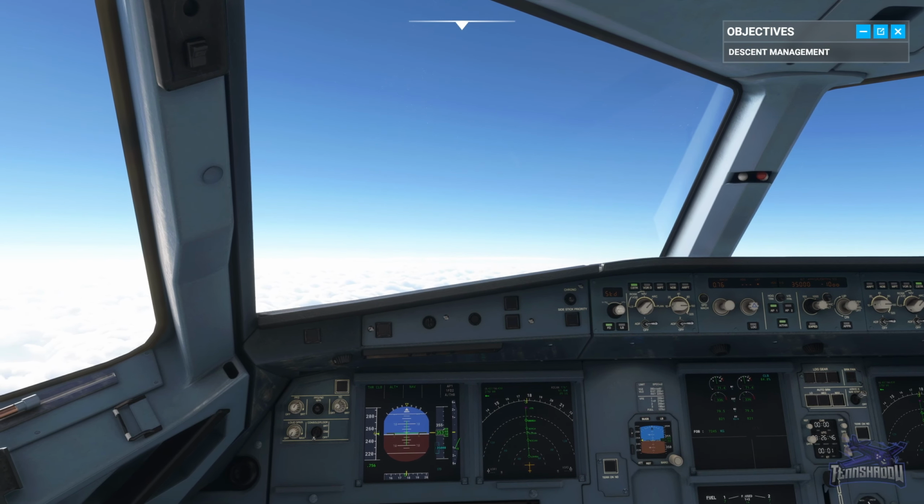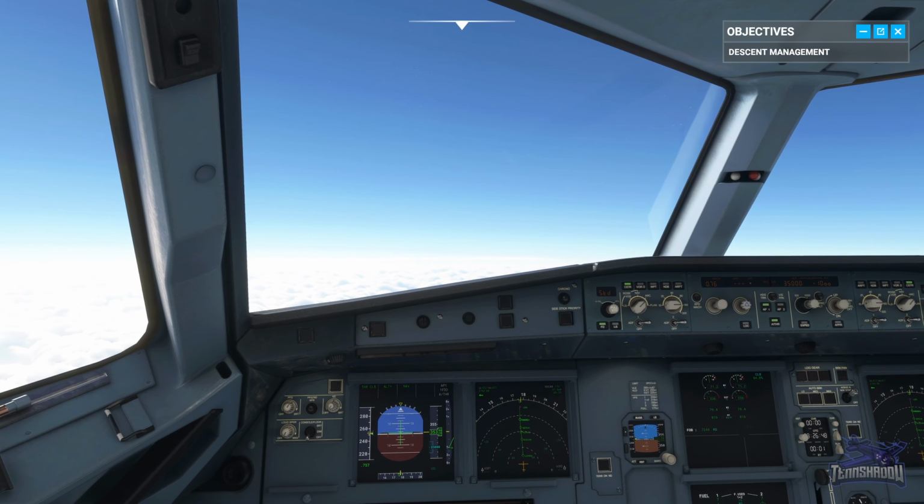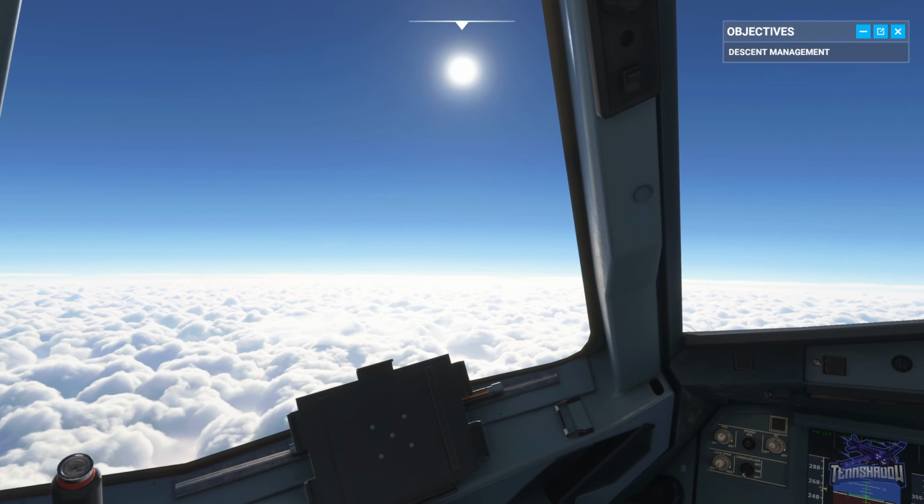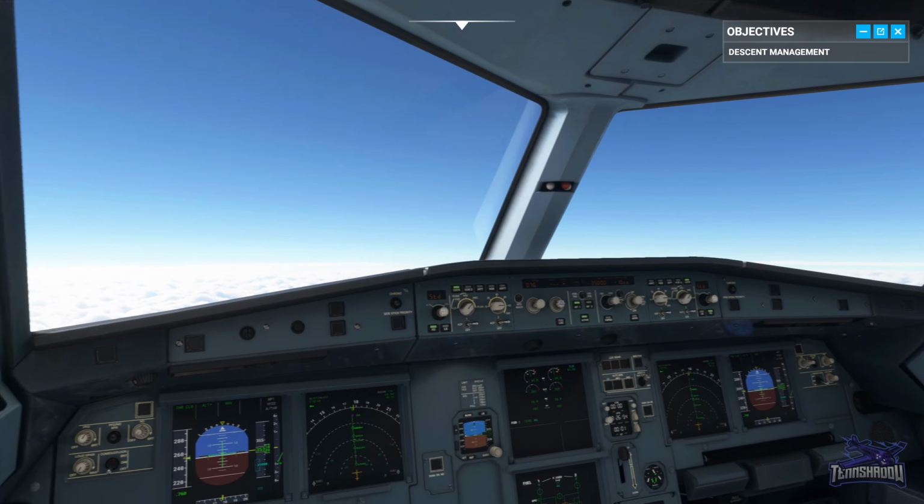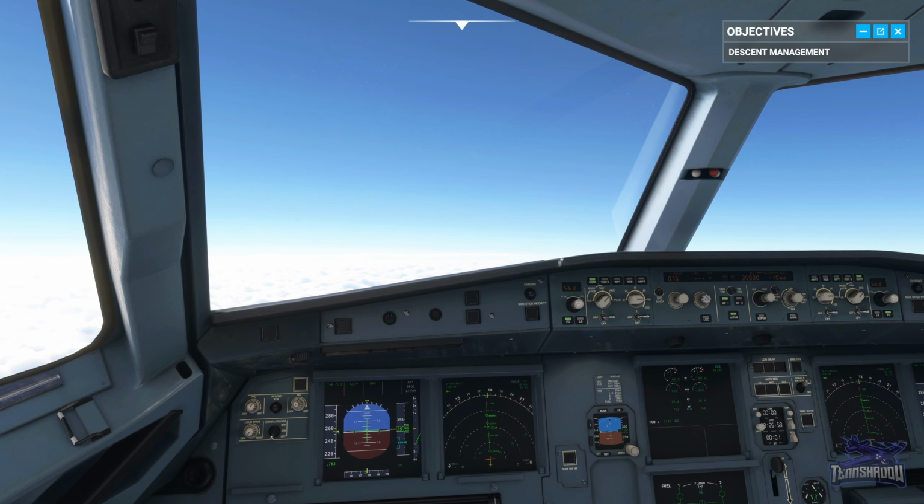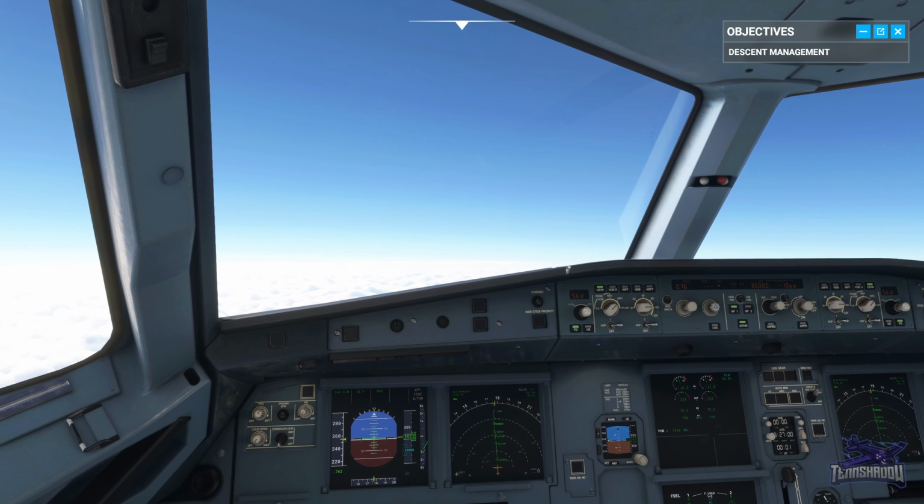Choosing the right moment to start going down allows us to stay in the cruise for as long as possible, where we're flying most efficiently. Our first rule of thumb is to divide our flight level by 3 to get the distance at which we should start descending.